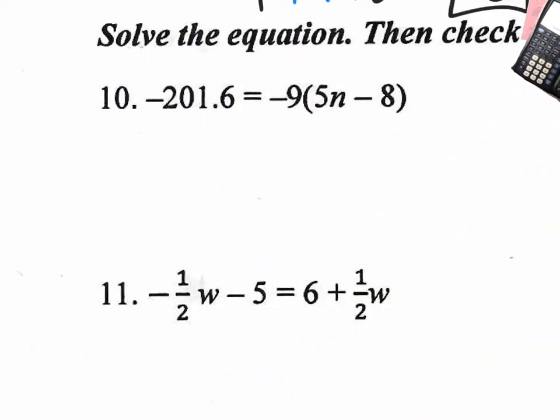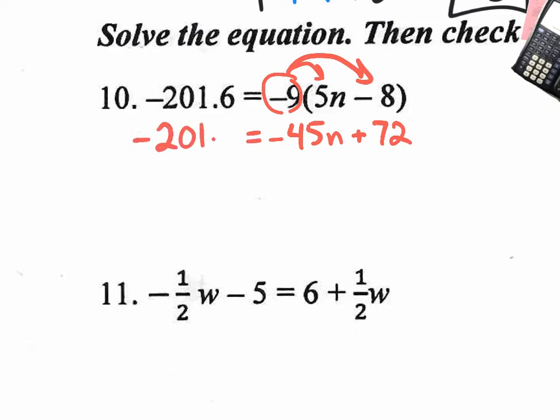So number 10, you want to simplify each side first. Now, there's nothing to do on the left side, but on the right side, there is distributive property. So when you go negative 9 times positive 5n, that's a negative 45n. When you go negative 9 times negative 8, that is a positive 72. Now, on the left side, you still have the negative 201.6.